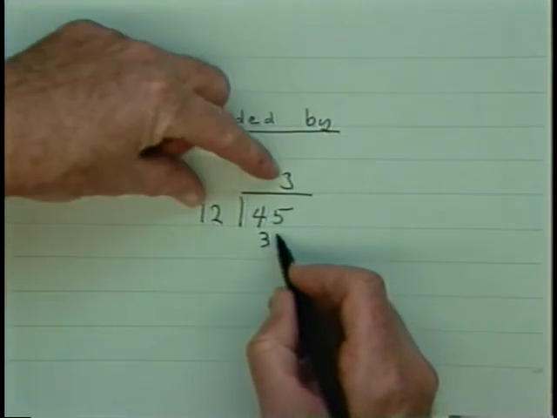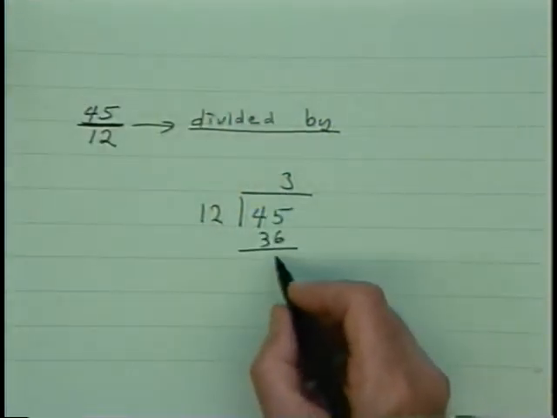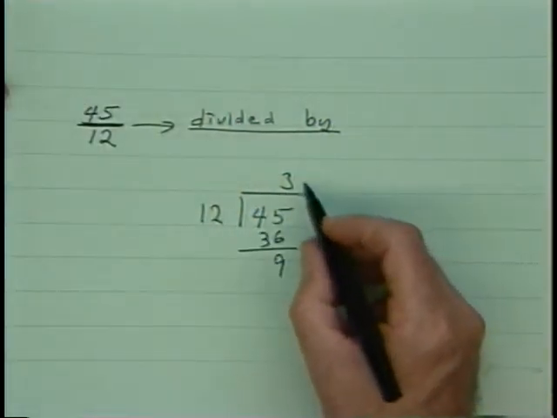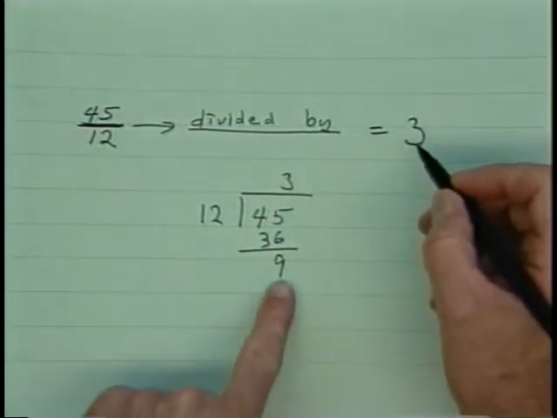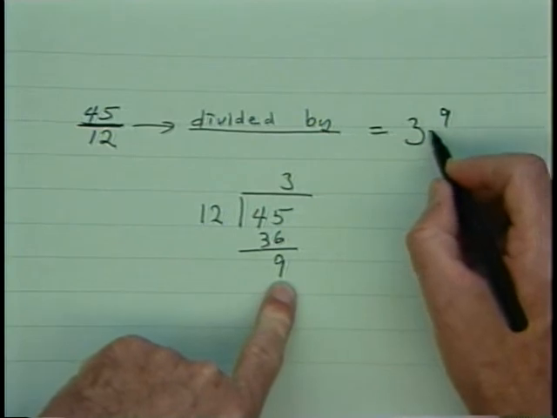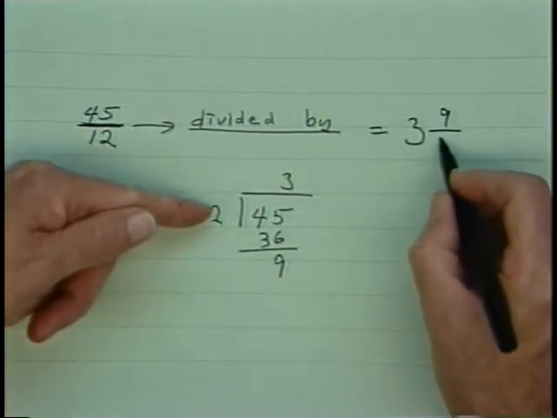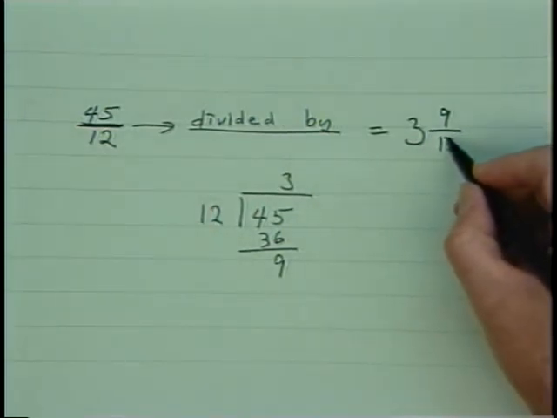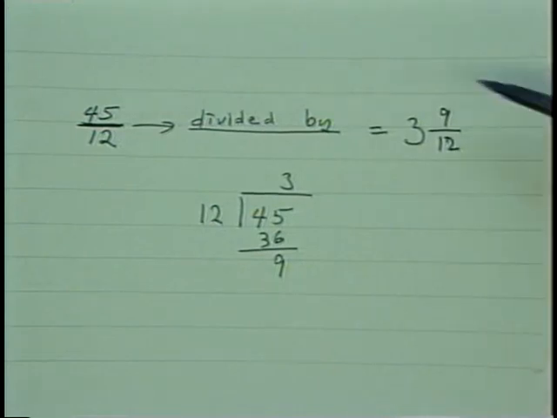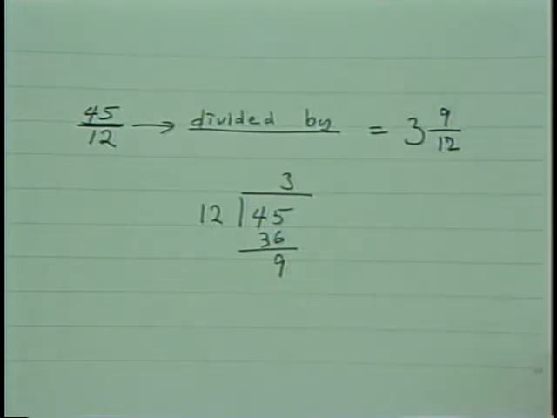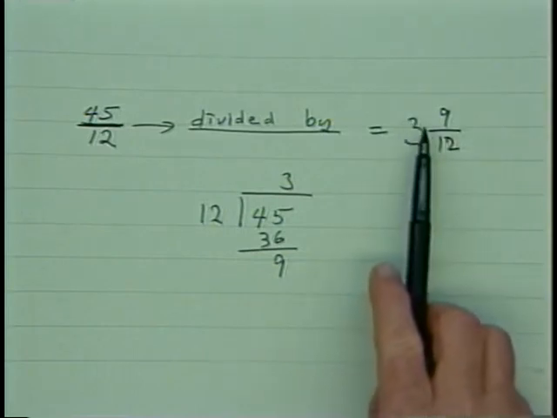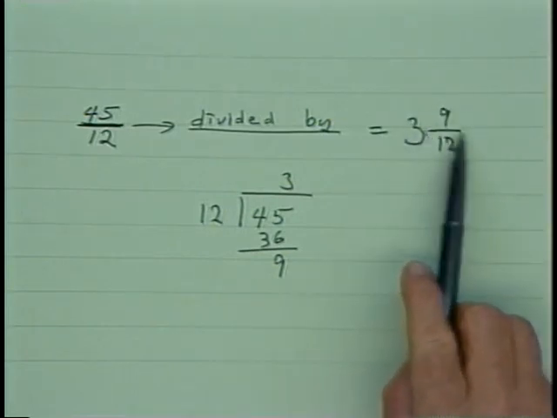3 times 12 is 36. Subtract, we have 9. So we have 3 wholes with 9 parts out of 12. Then of course you probably remember enough of your fractions to realize there's another form of this called the reduced form, which we'll get to in another lesson. So we'll stop here for the time being. So 3 wholes and 9 parts out of 12.